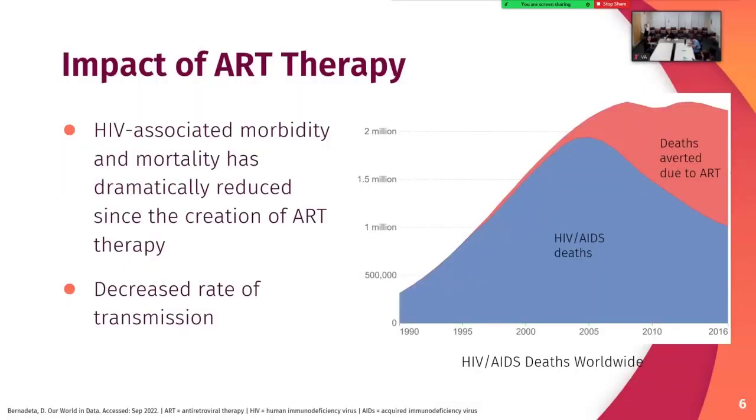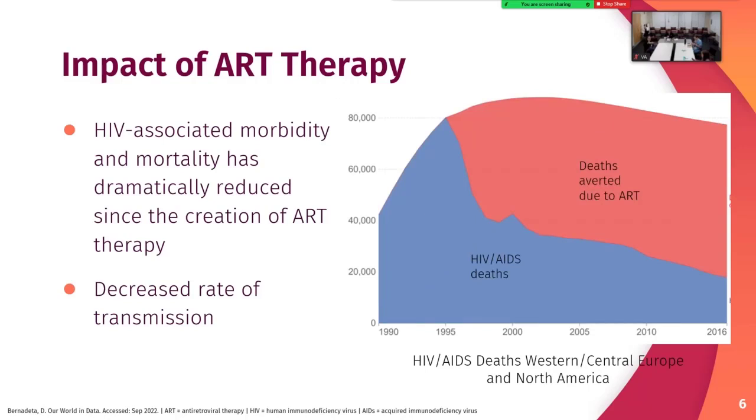Following the creation of ART therapy, we saw a dramatic decrease in morbidity and mortality. As you can see in the graphic on the screen, HIV and AIDS deaths significantly declined following 2006 when we came up with these single tablet regimens. And this decline was even more pronounced in our Western and Central European countries and then North American countries. Not only did ART therapy help to decrease the morbidity and mortality in these patients, but it also helped to decrease the rate of transmission across our community.